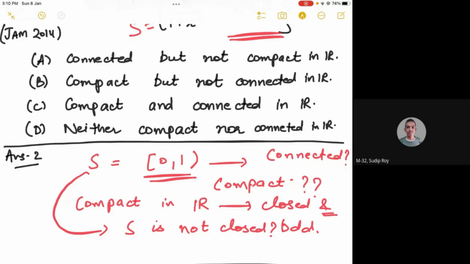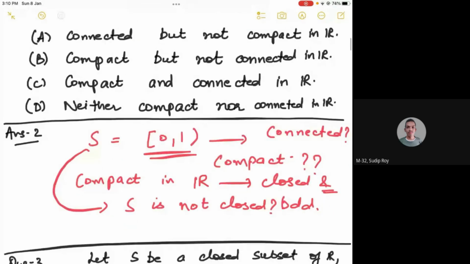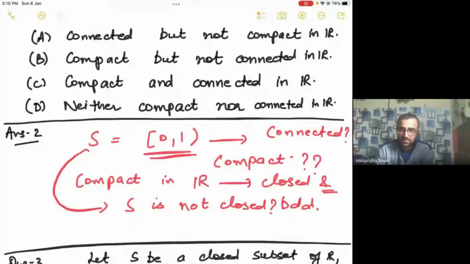1 is the limit point, but 1 does not belong to the set S. So 1 is the limit of this set S, but it is not in S. That's why it is not closed.